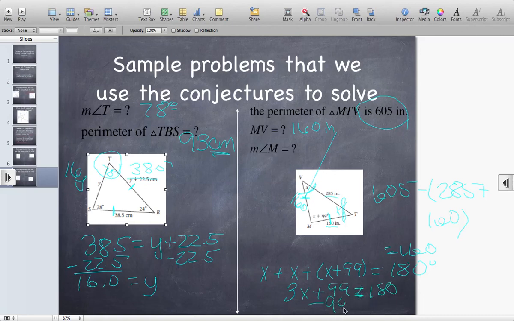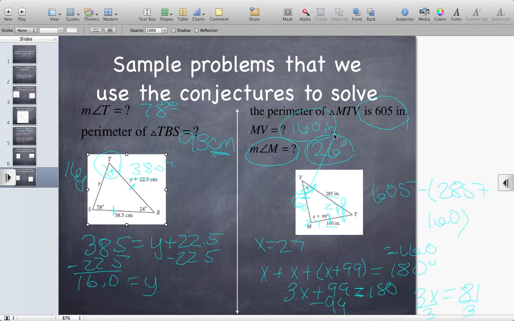Subtract 99 from each side, so 180 minus 99 is 81. So 3x is equal to 81, so then divide by 3, x is going to equal 27. So plug that back into, we want angle M, so that means 27 plus 99. And our final answer is 126 degrees.